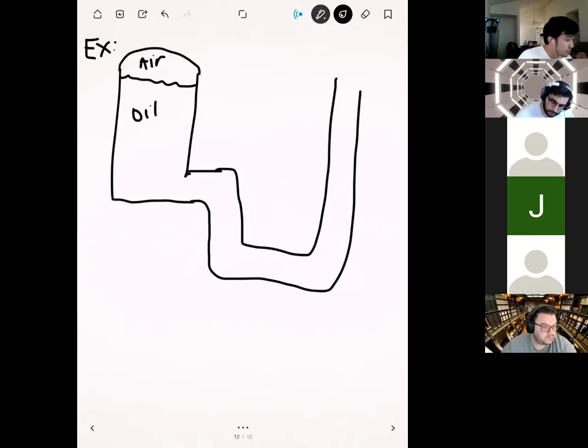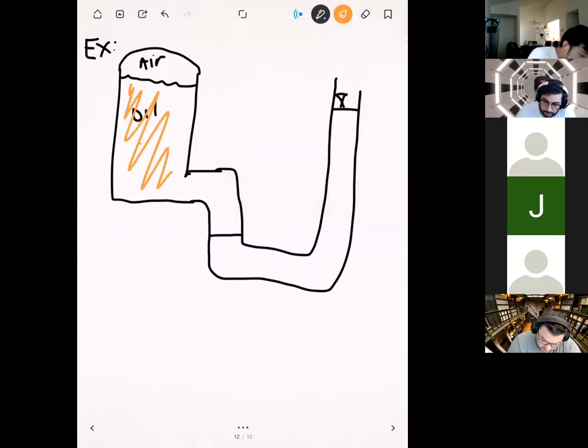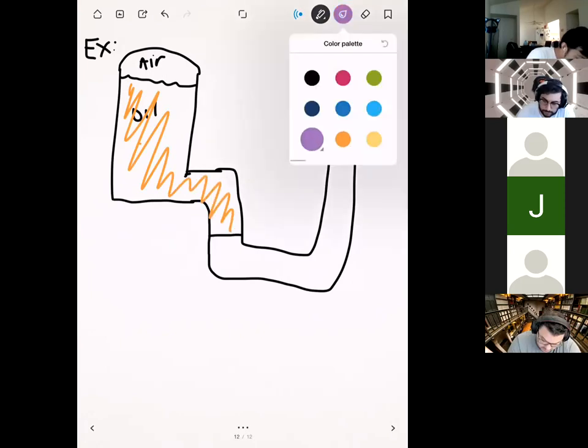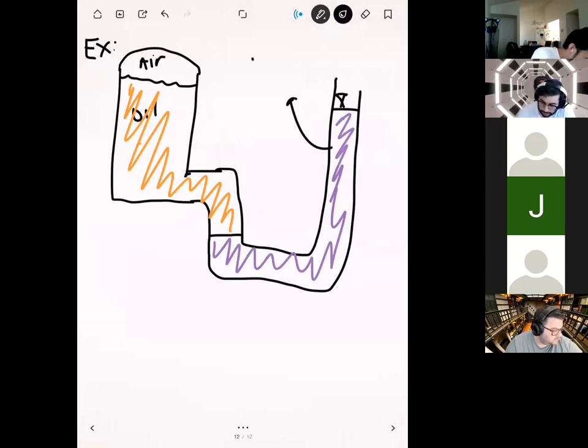Okay. And so let's say that we have our two fluids like this. Let me use some colors to better illustrate this. Let's use orange for the oil, and then we'll use purple for the gauge fluid. So this right here is our gauge fluid, which is going to be liquid mercury.